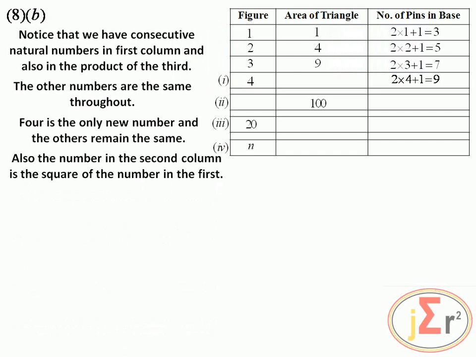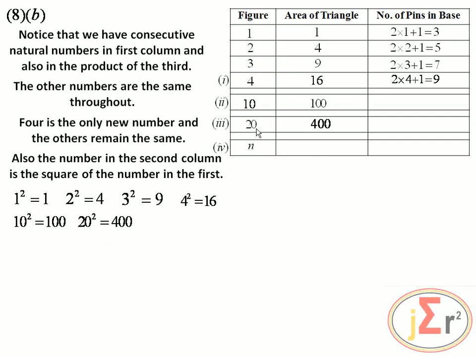What else do we do? Also, the number in the second column is the square of the number in the first. So we have 1 squared is equal to 1. 2 squared is equal to 4. 3 squared is equal to 9. And what do we imagine? 4 squared is equal to 16. And what squared is equal to 100? 10 squared is equal to 100. And then what about the other one? 20 squared is equal to 400.